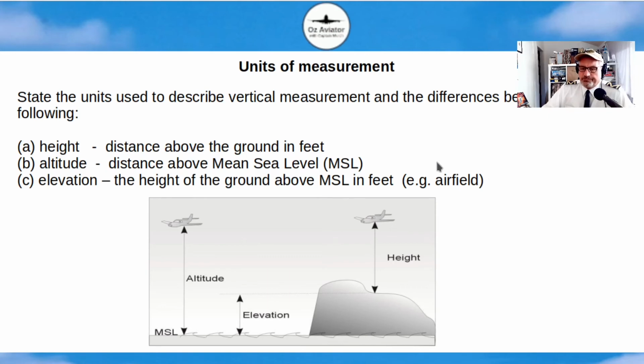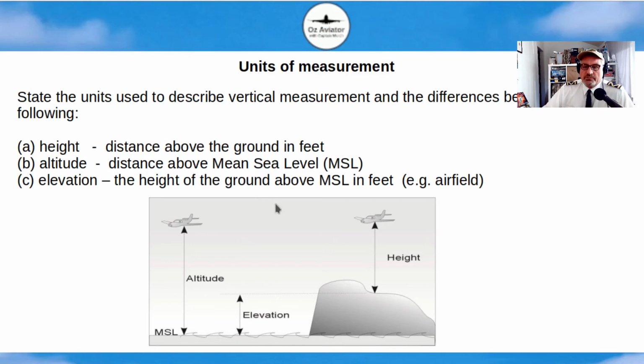Units of measurement. Height above the ground is measured in 3 different ways. We have height, we have altitude, and we have elevation. Height is the distance of your aircraft above ground level. So from here to here, we're flying a standard circuit, which is 1,000 feet above the ground. The height at which we fly the circuit is 1,000 feet.